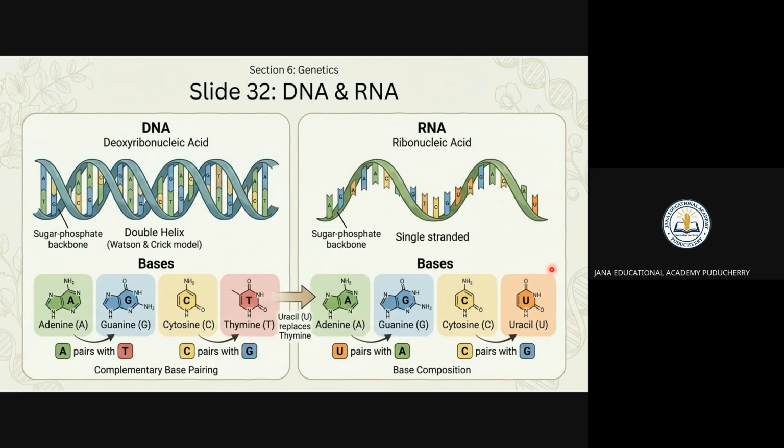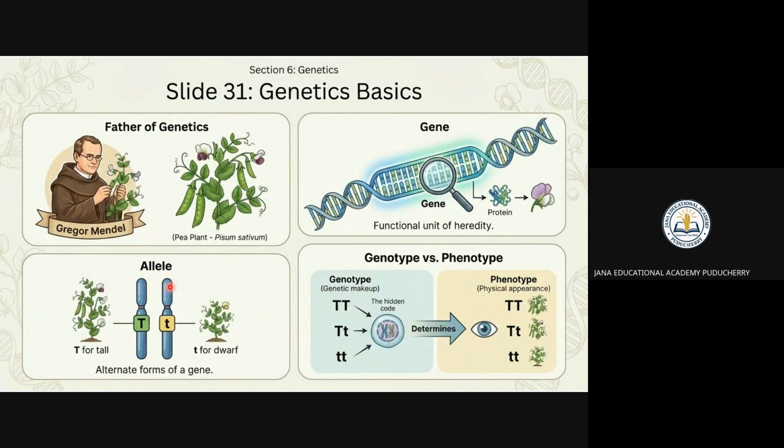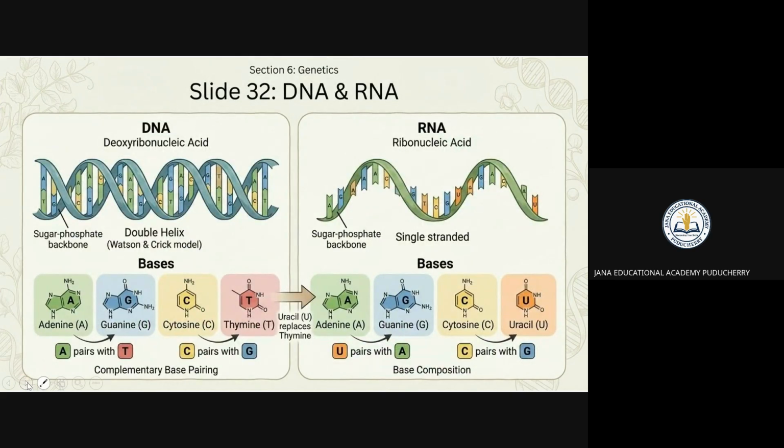So genotype is nothing but the genetic makeup we saw previously, and physical appearance is nothing but the phenotype. And we can see homo. Homo means same, right? Homozygous is nothing but the same alleles. Hetero means different, right? Different alleles. If the alleles are the same, that is homo. If different, that is hetero alleles. Here you see that DNA is a double stranded helix. RNA, the ribonucleic acid, is a single stranded helix.